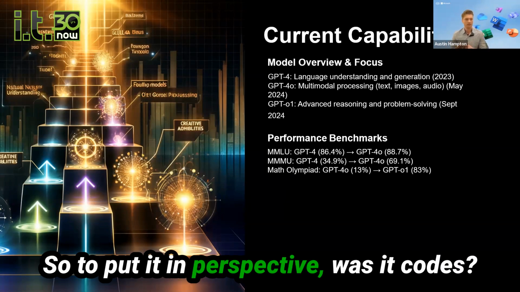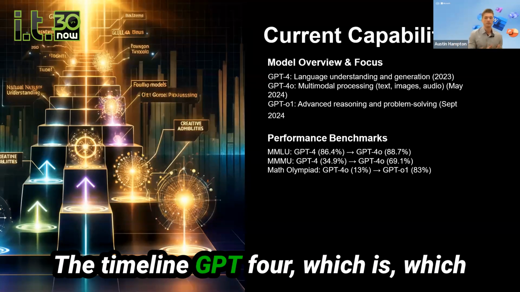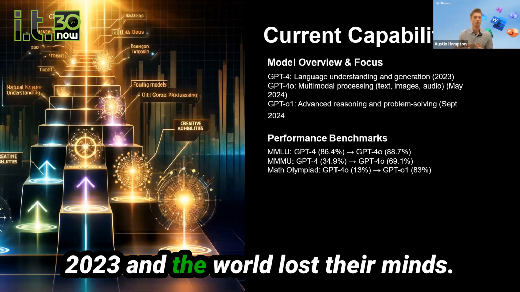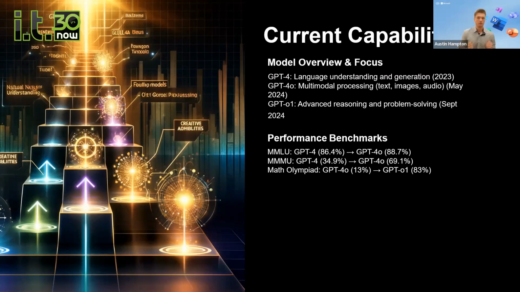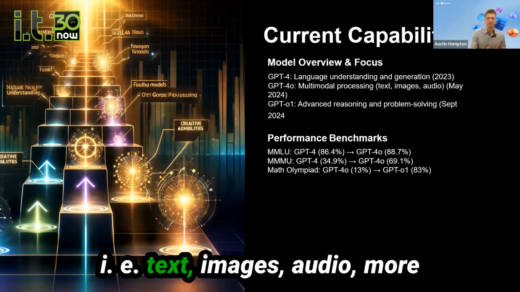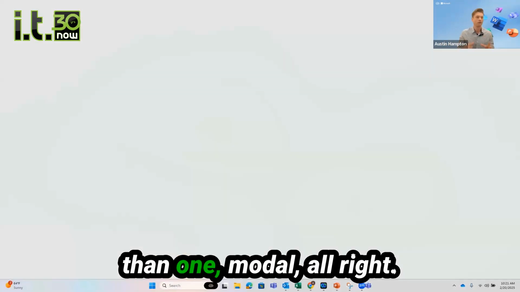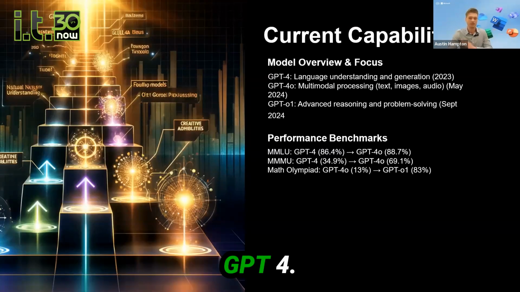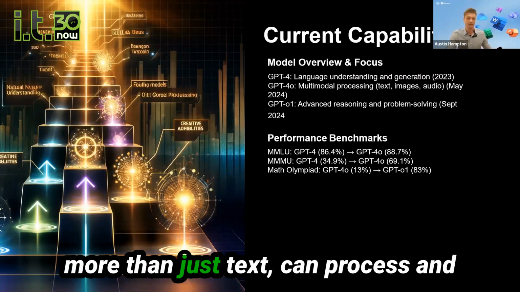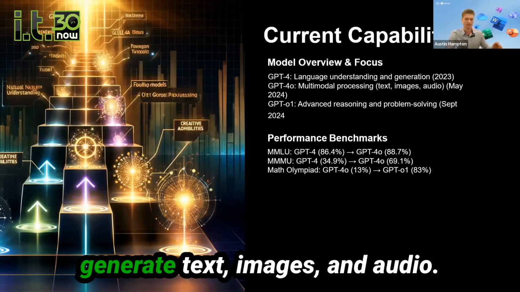To put it in perspective, here's the timeline. GPT-4, which is natural language understanding and text generation only, happened in 2023, and the world lost their minds. GPT-4o brings in multimodal, i.e. text, images, audio, more than one modality. It can process and generate text, images, and audio.